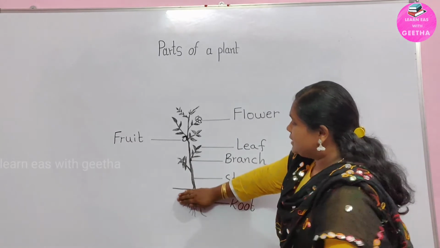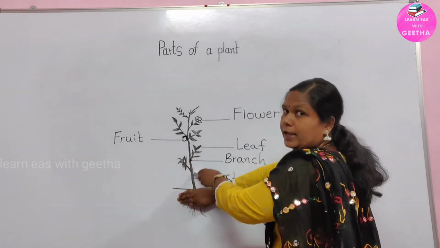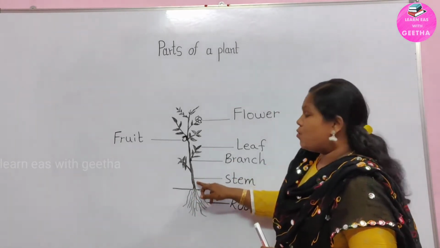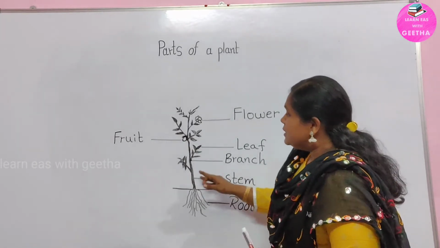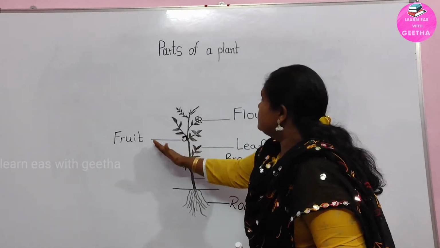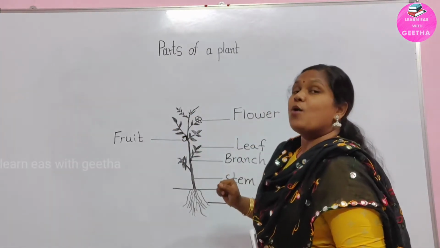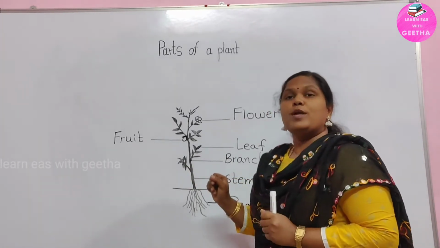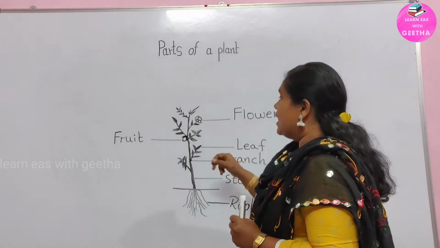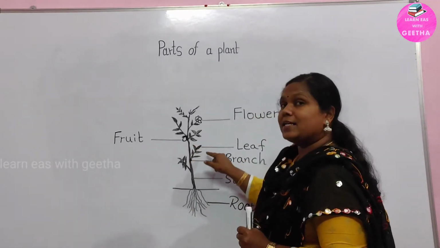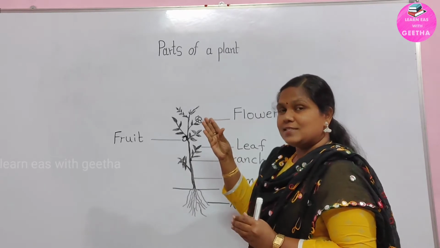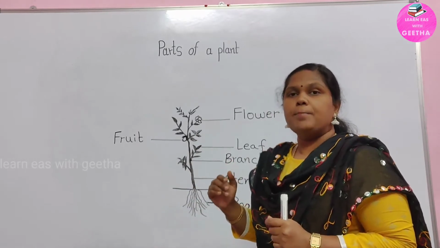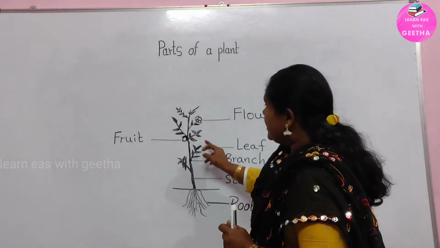The first part which is visible above the soil is the stem. What is this called? Stem. See here, we have parts which go this side and that side. They are called branches. The branches have green things on them. What are they called? They are called leaves.